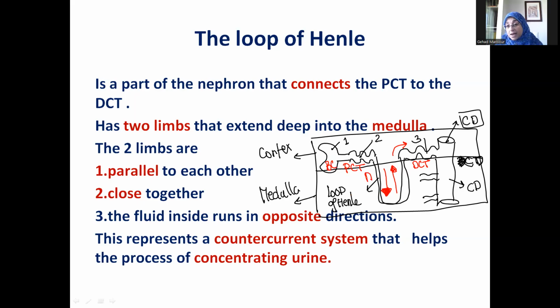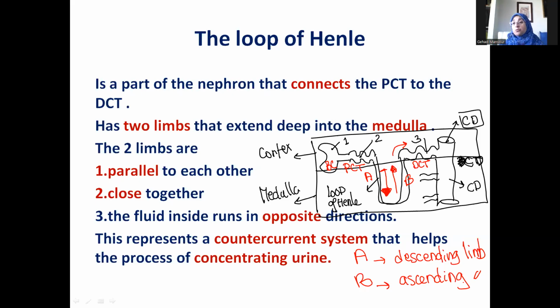This side, arm A of the loop of Henle, where the renal filtrate, which is not yet urine, will pass downwards, is called the descending limb, or the descending arm of the loop of Henle, whereas the other side, which is B, will be called the ascending limb of the loop of Henle.